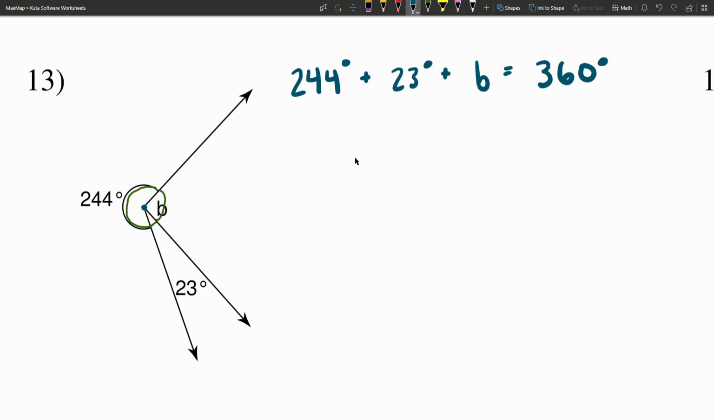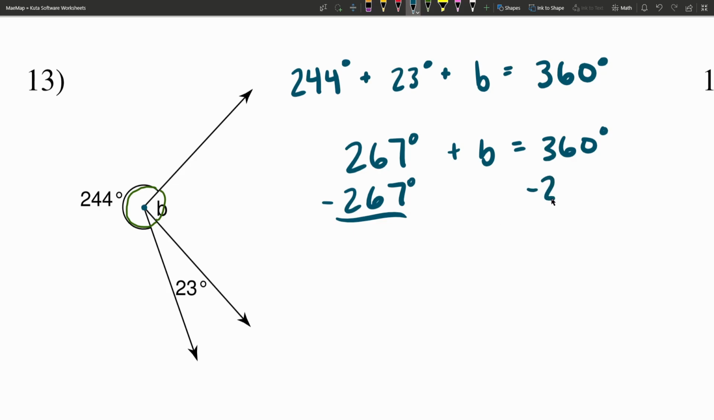244 plus 23 is going to give us 267 degrees. Add that to B, and that's going to be equal to 360 degrees. So in order to solve for B, I'll just subtract the known measurement of 267 from 360. So B is going to be equal to, let's do out this math, borrowing for practice, 360, 0, we can't subtract 7, so we'll borrow from the 6 to leave us with 5. Add to that ones place the full 10. 10 minus 7 is going to give us 3.